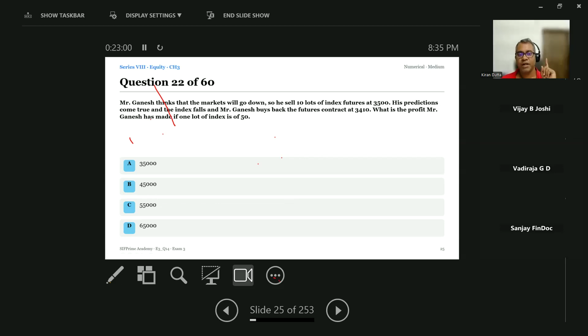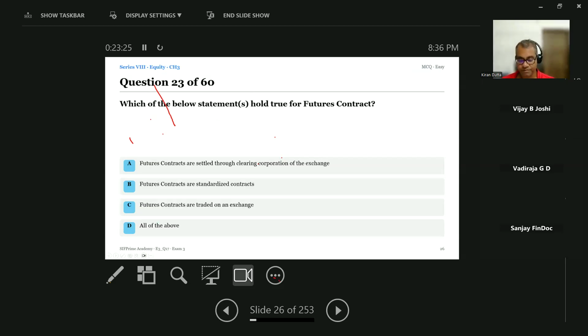number of lots and what is the index size. Sometimes he will actually give you 4,500 and 450 also in the answers, and people generally tend to go wrong. You have to calculate the lot size times the number of lots as well. Okay. Next one. Futures contract.